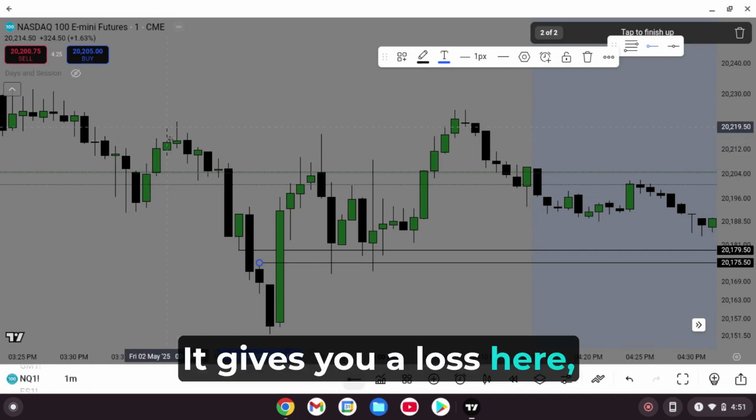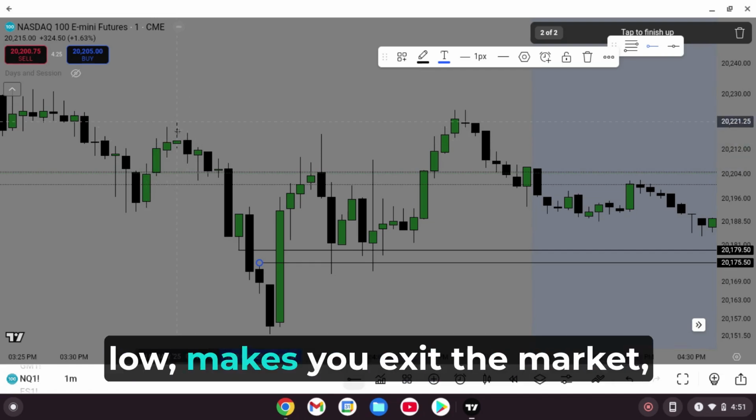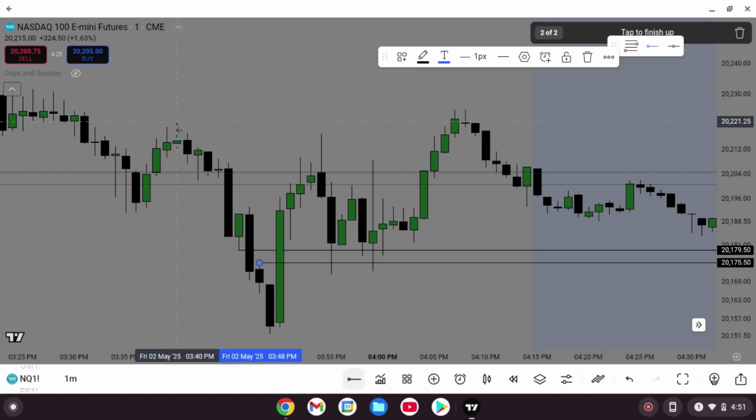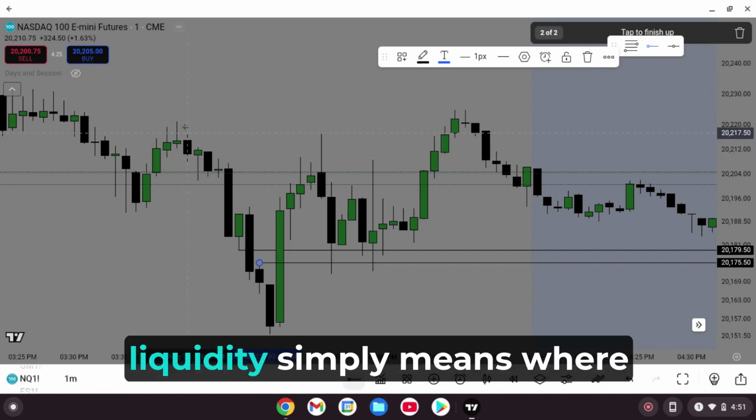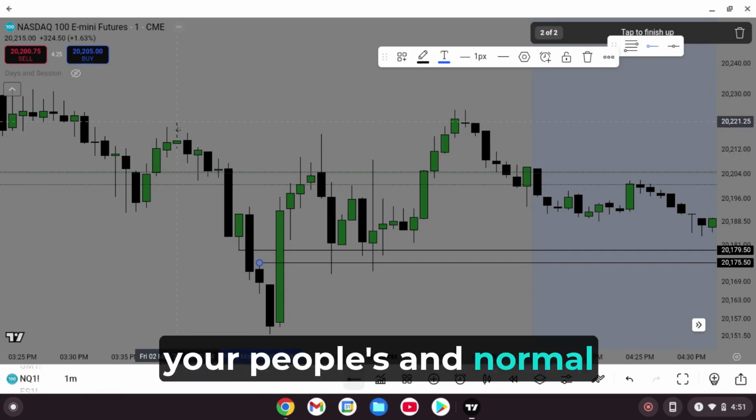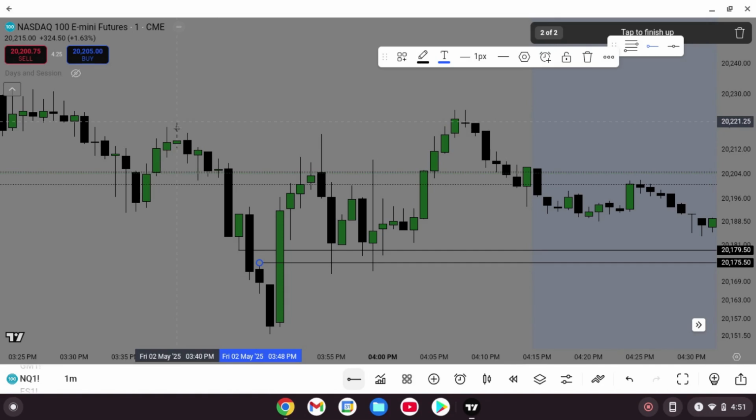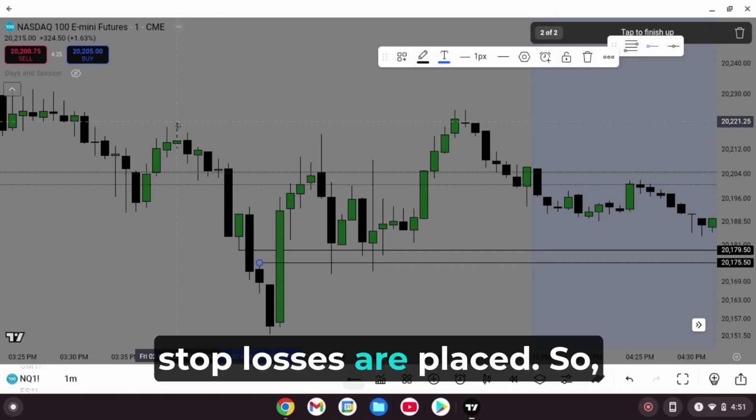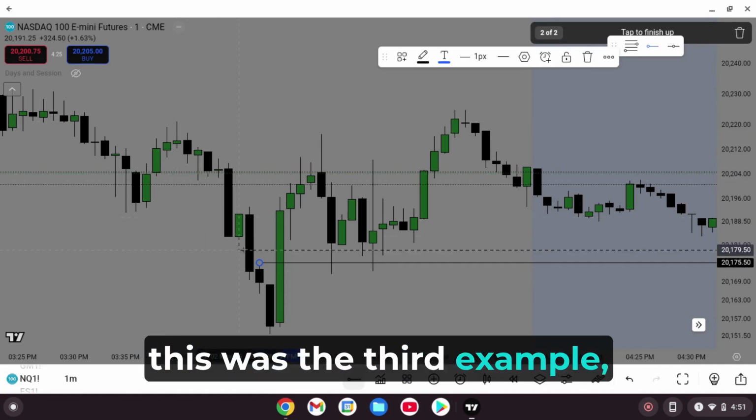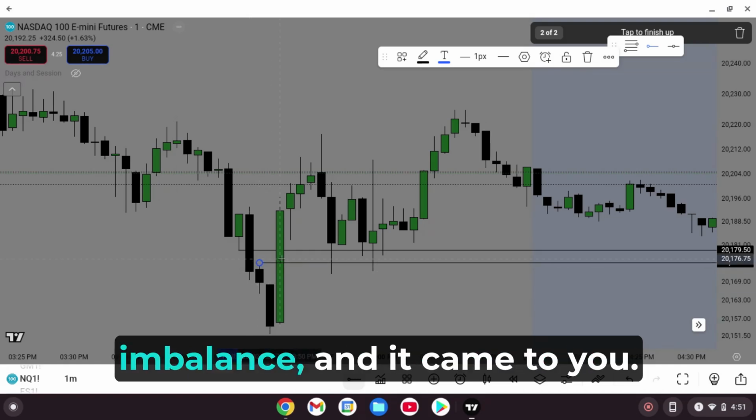Liquidity means there are people's orders, and mutual funds or big banks will have liquidity. It gives you a loss here, like it goes near the high and low, makes you exit the market, and then itself enters. So liquidity simply means where normal retailers' stop losses are placed. So this was the third example, where the imbalance covered the imbalance.